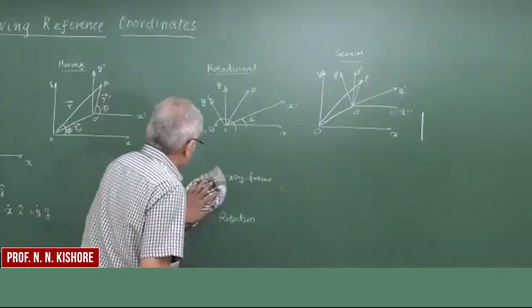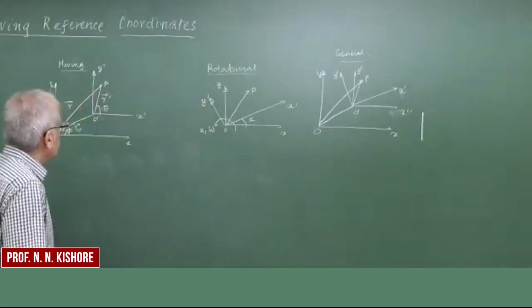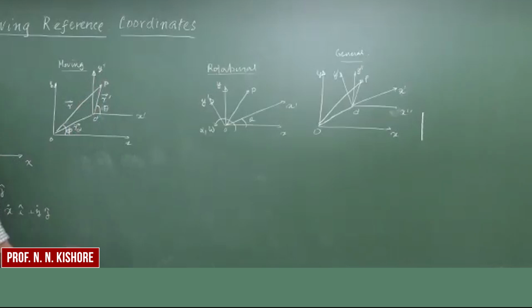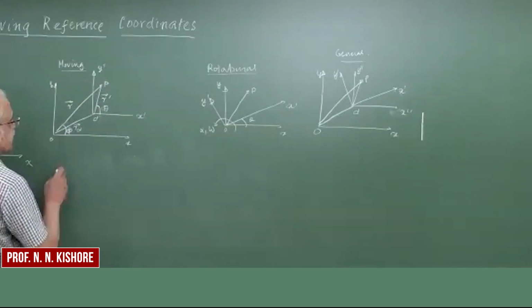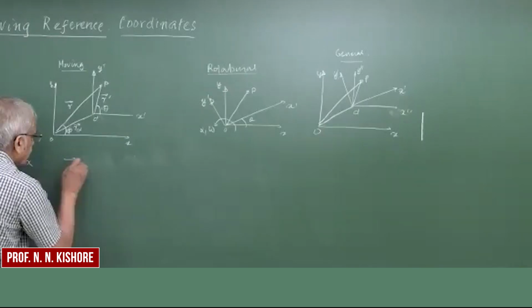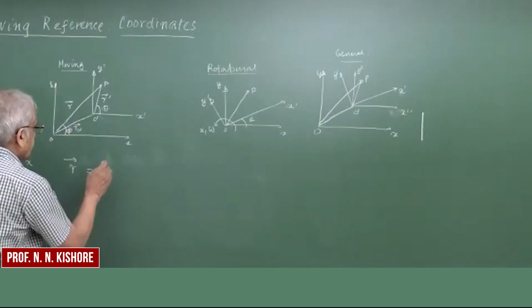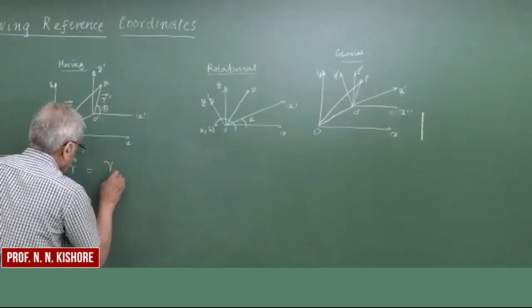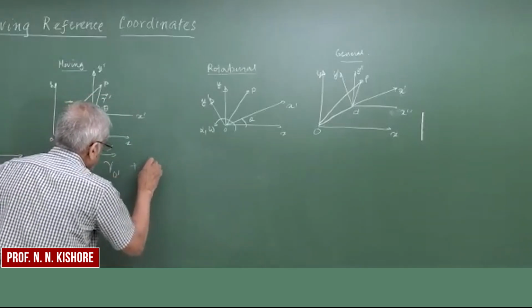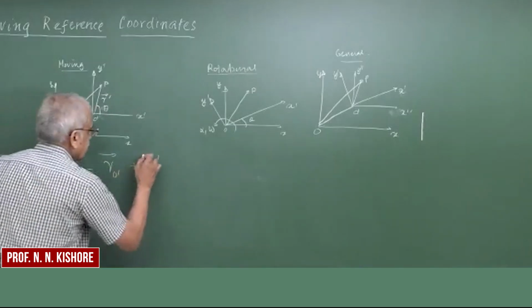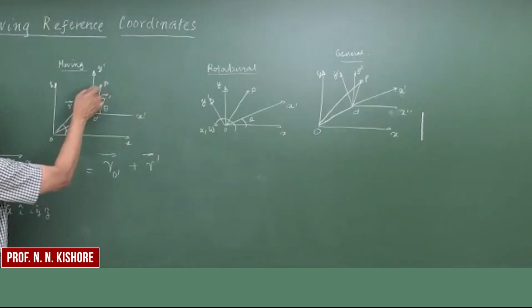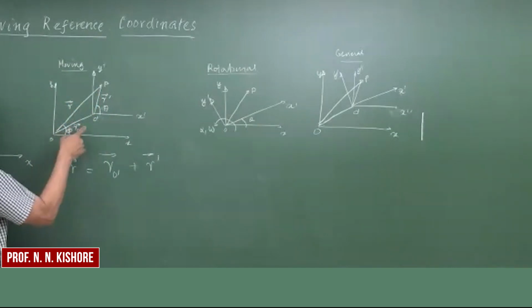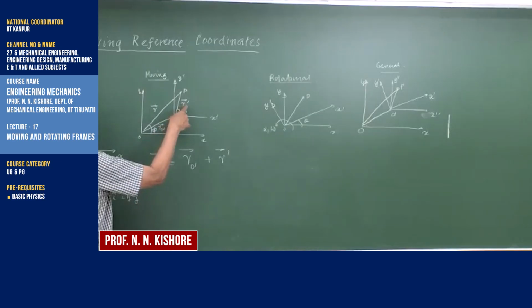So this translation part is very simple. Here this P, which is observed in the fixed frame, we have R, which is necessary for us, as R O prime plus R prime. So this total position vector with respect to the fixed frame is a sum of R O prime as well as R prime, which is observed in x prime y prime.